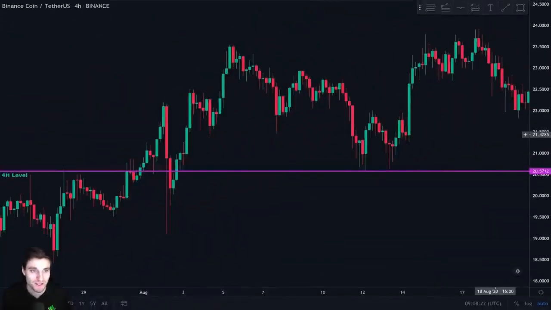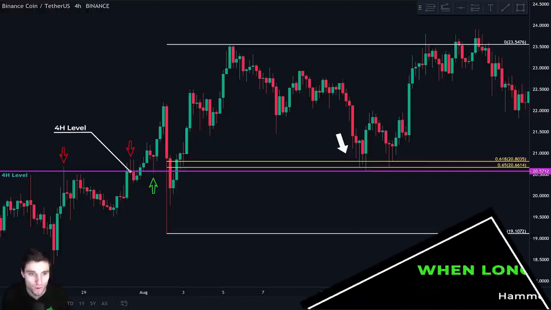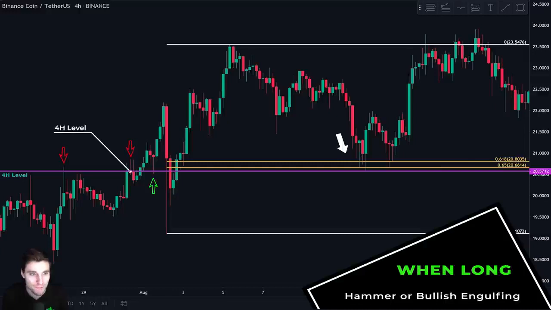In this chart, we can see that this 4-hour level acted as resistance and then support, so we draw it. We then take our Fibonacci retracement and we notice that we have confluence between the CC and the 4-hour level. So we wait for price to retrace and we monitor the price action at this level on the lower timeframe. When we want to take a long, we always look for a hammer or a bullish engulfing candle. That is our trigger to enter the long position.